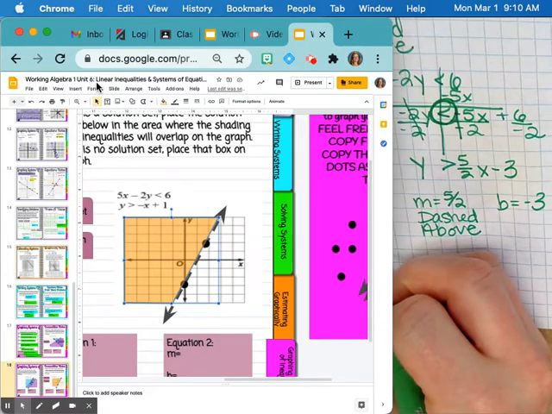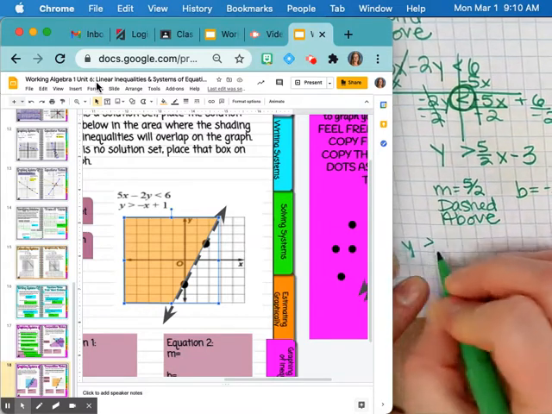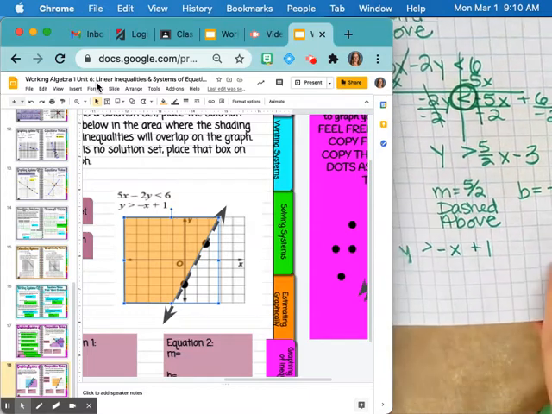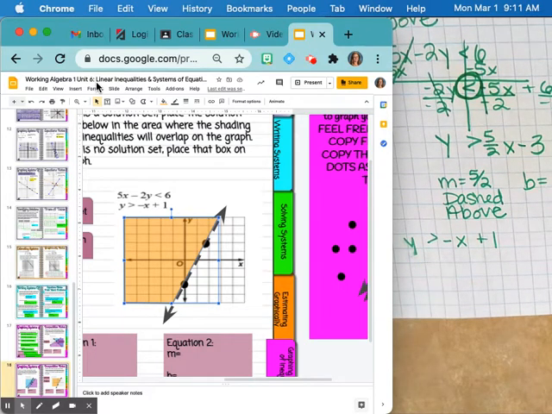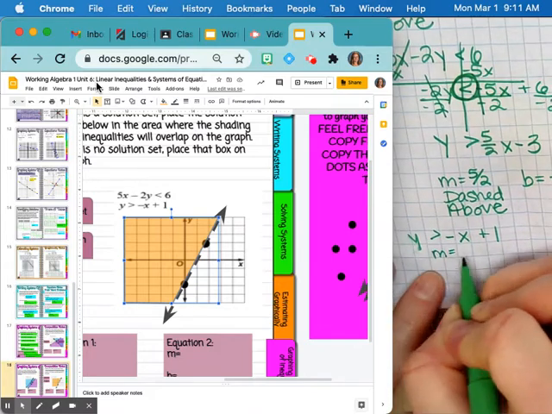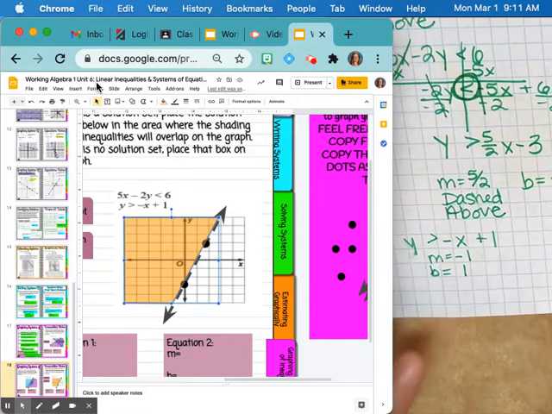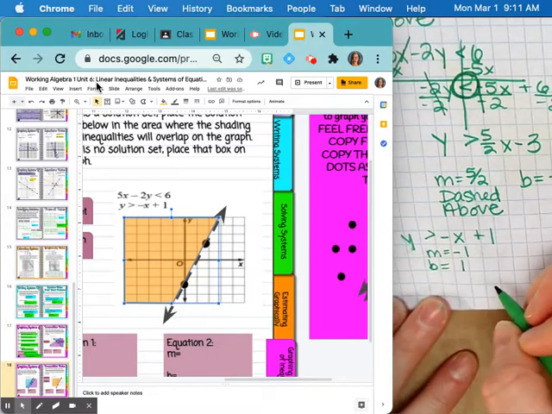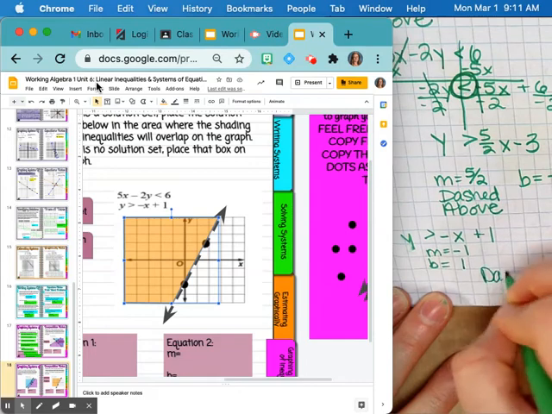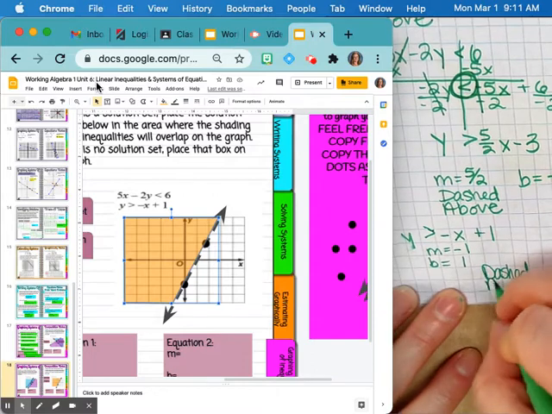And the next one is y is greater than negative x plus 1. What is our slope? Negative 1. What is our y-intercept? 1 over 1. 1. And dashed or solid? Dashed. And then greater than means what? Above or below? Above.